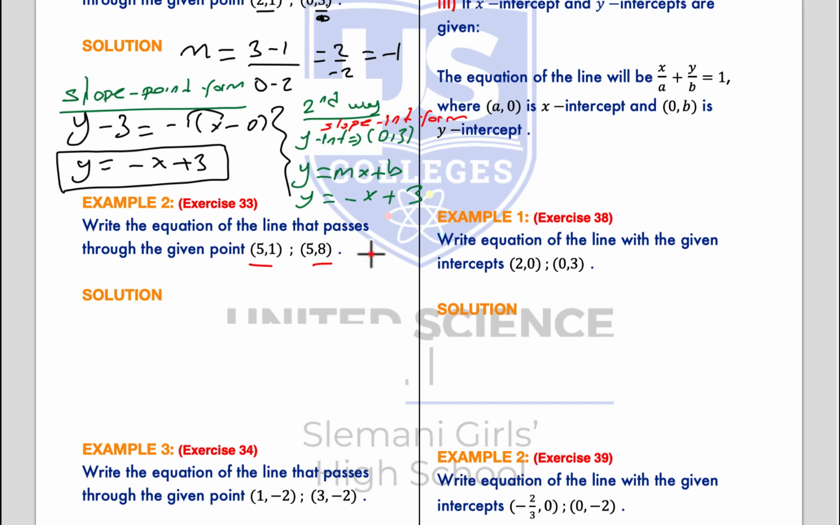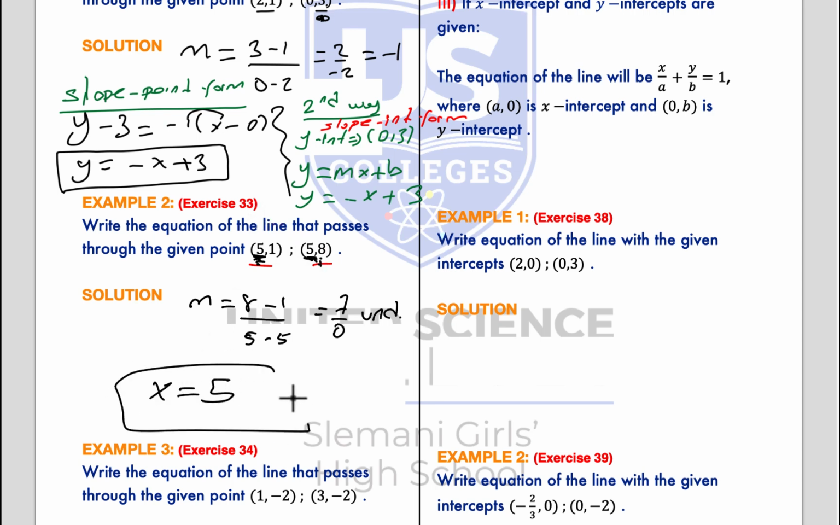2 points are given in another exercise question. Find the slope first. What is the slope? y2 minus y1, 8 minus 1 over x2 minus x1. So I have an undefined situation. I don't even have to solve this. Actually, when I see the points, each point has the same x value. So if you have the same x value, then its equation is directly x equals that given value. You don't need to solve it.